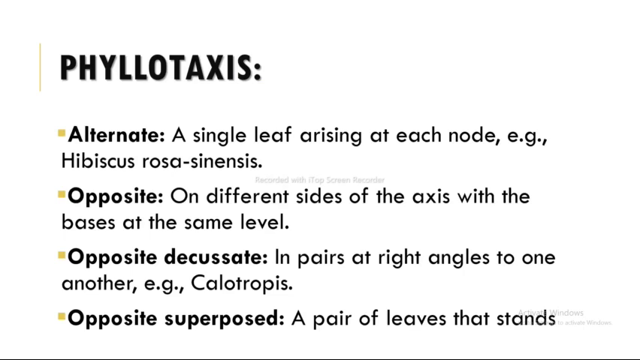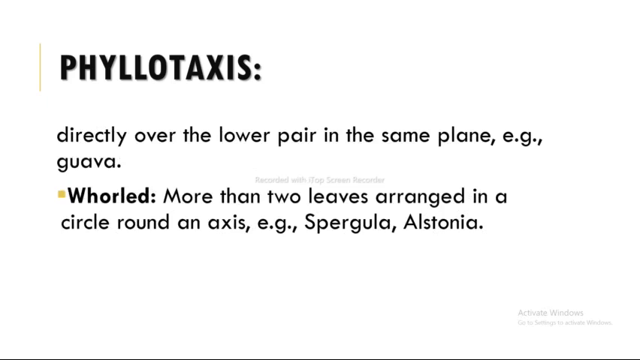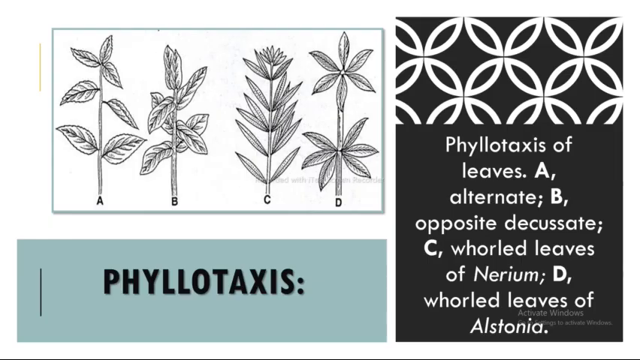Alternate: a single leaf arising at each node, and the example is Hibiscus rosa-sinensis. Opposite: on different sides of the axis with the bases at the same level. Next type is opposite and decussate: in pairs at right angles to one another. An example is Calotropis. Opposite and superposed: a pair of leaves that stands directly over the lower pair in the same plane, and the example is guava. Whorled: more than two leaves arranged in a circle round an axis. An example is Spergula or Alstonia.